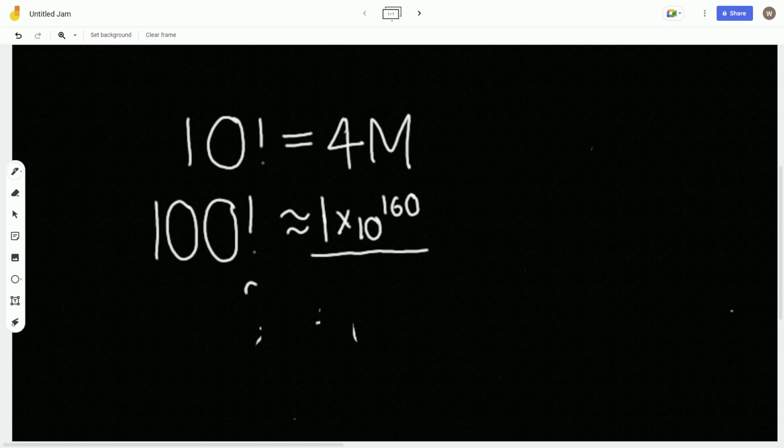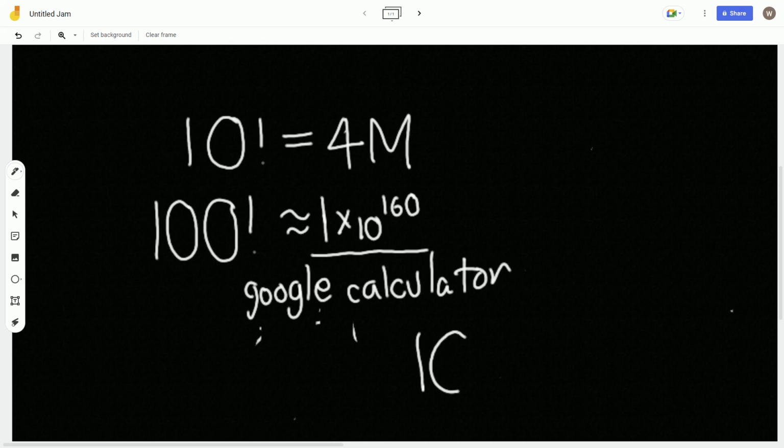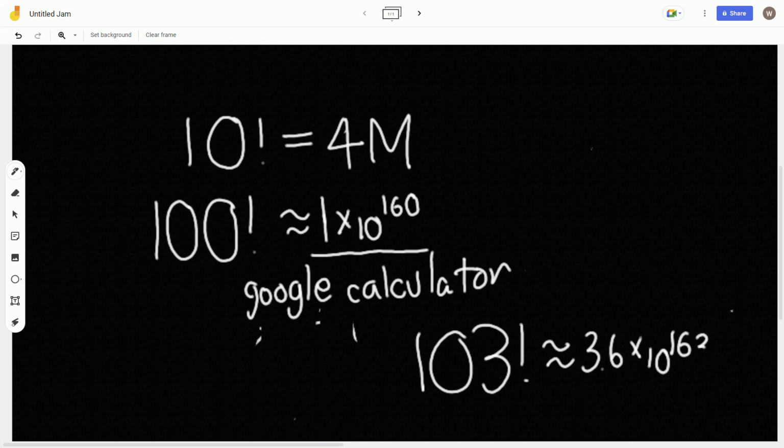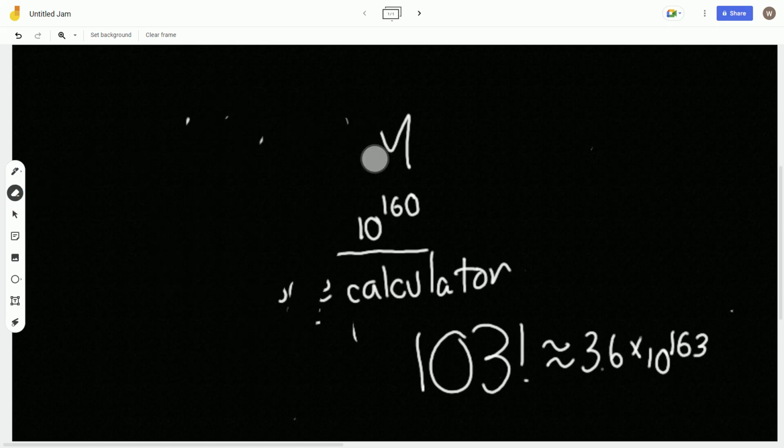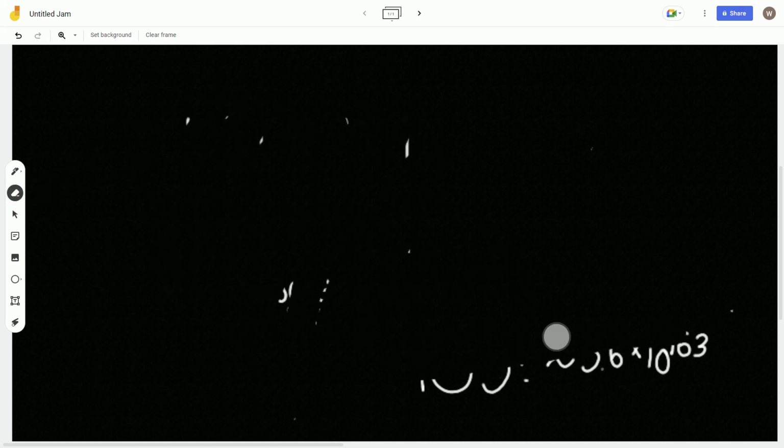And the most a Google calculator or an Apple calculator can do is 103 factorial, which is about 3.6 times 10 to the power of 163. Now, of course, there are some limitations of factorials, such as these.